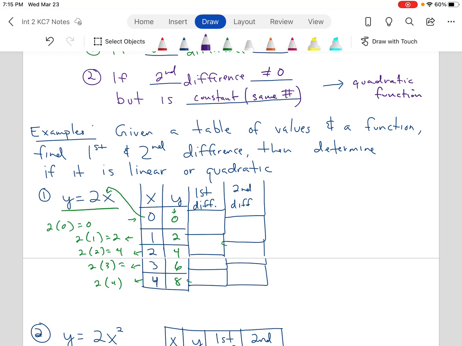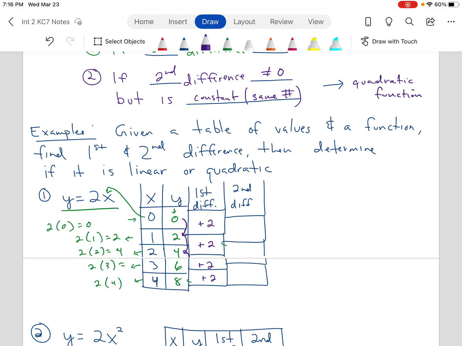Now, the first difference is how do I get from 0 to 2? Did I add or subtract, and by how much? Right? So from 0 to 2, all I had to do was add 2. From 2 to 4, add 2. From 4 to 6, add 2. And from 6 to 8, you add 2.